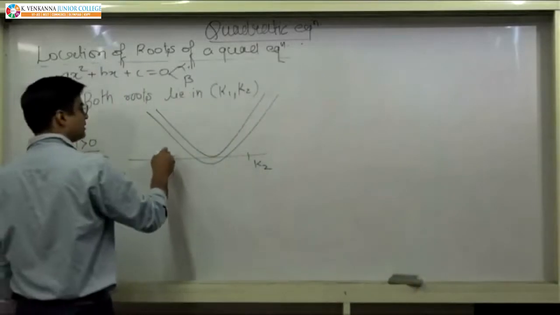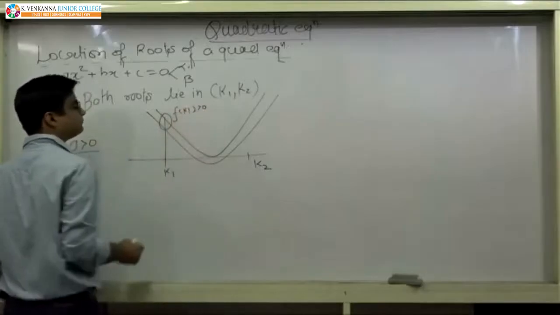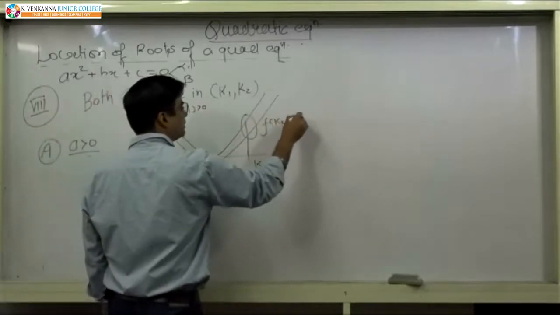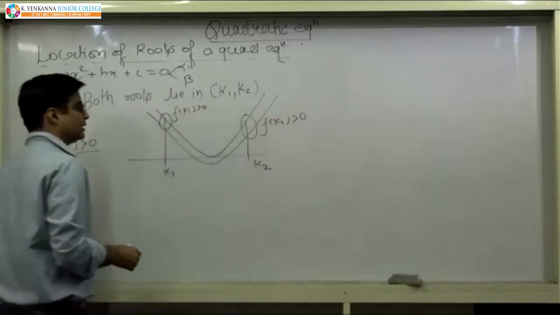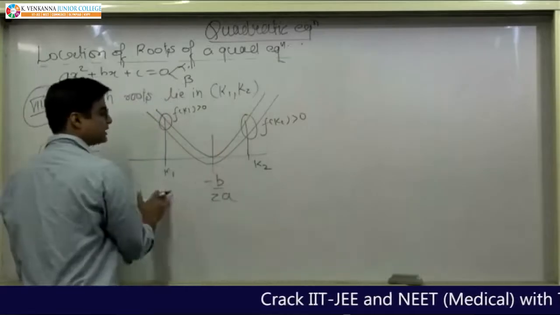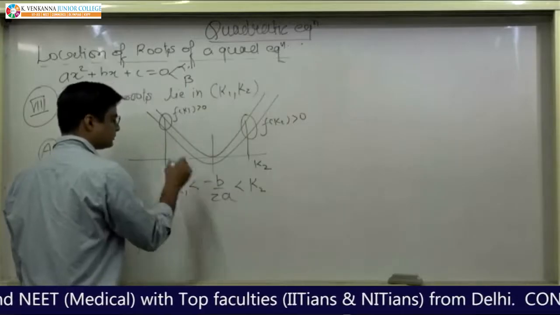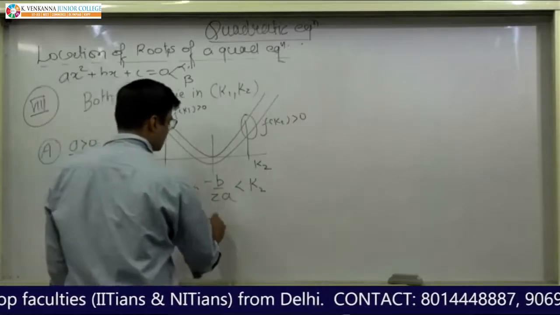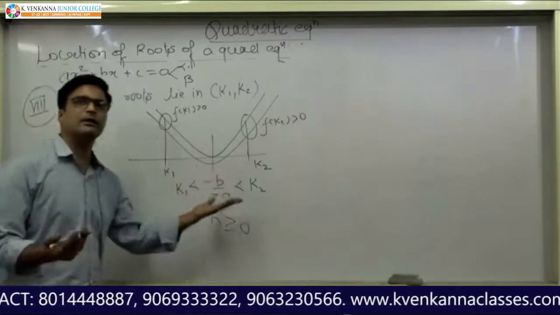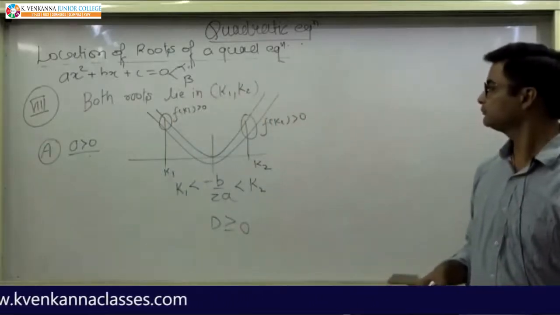So again, see, f of K1 is greater than 0 and f of K2 is again greater than 0. This turning point, minus b by 2a, is coming in this interval, so it must be lesser than K2 but greater than K1, and discriminant must be greater than equal to 0. The roots are real, so discriminant must be greater than equal to 0, right?